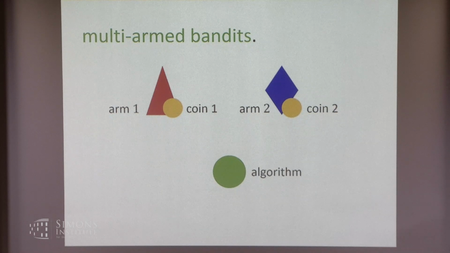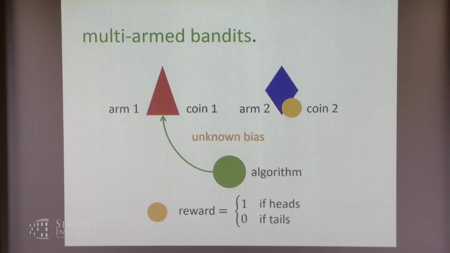And so each arm is parameterized by a coin, which has some unknown bias. And the algorithm is going to pick an arm. And when it picks an arm, what happens is that coin of that unknown bias gets flipped, and the algorithm observes the reward of the coin. So the algorithm will just observe 1 if the coin flip came up heads and 0 if it's tails, but it doesn't know the bias with which the coin was flipped. And so this is the multi-armed bandit problem. The algorithm gets to decide how to pull these arms in order to try and maximize the reward that it receives over some fixed time horizon.